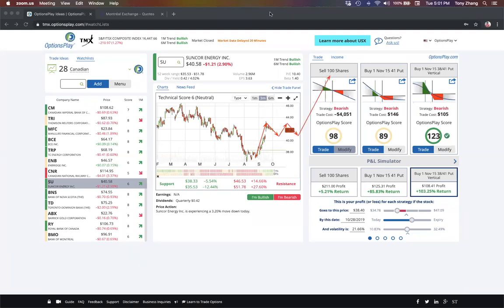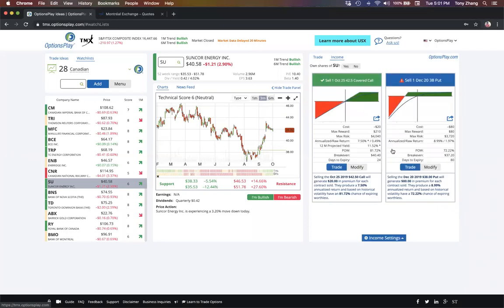During that time, what you can do is generate yield. Now, Suncor Energy already pays a pretty nice 4.5%, or 4%, dividend, which is pretty hefty, but you can increase that by selling covered calls. So you can sell a 42.5 covered call.